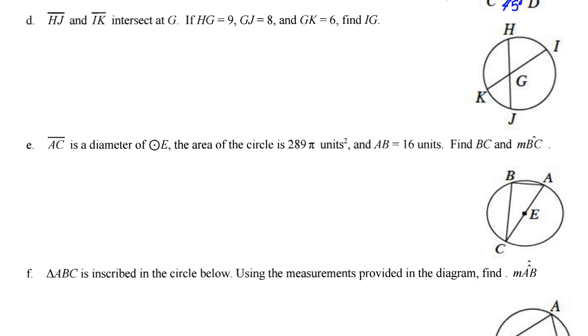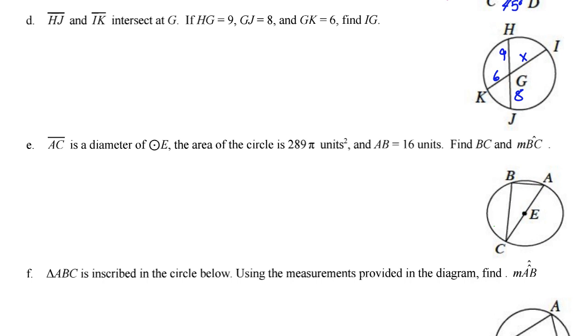So they're saying that HJ and IK intersect at G. They said also that HG is equal to 9, GJ is equal to 8, and GK is equal to 6, and you want to find IG, so I'll name it X.